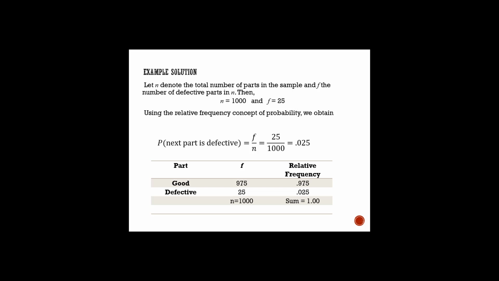Now I want you to look at this little frequency chart that I put down here at the bottom and see when we took the sample of 1,000 parts, we found that 25 were defective. That meant that 975 were not. They were good. So the relative frequency, or the probability, if you will, of a defective part is 0.025. The probability of a good part is 0.975. Now those two do add up because they're the only possibilities: it's either a good or defective part.